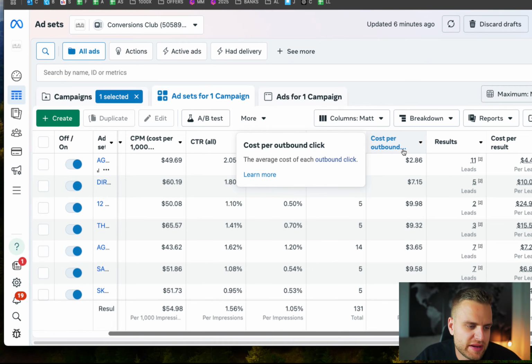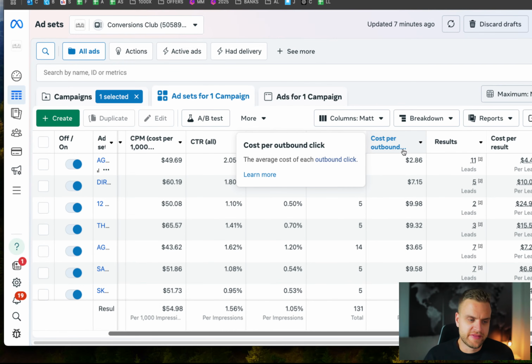The cost per outbound click, what's good and what's not, is kind of dependent on what you're going to be advertising. So for example, if you're advertising lead magnets, you really want to get a cost per result or cost per lead of $1. That is what you're going to have to get if you want to scale lead magnet ads, especially on low ad spend.